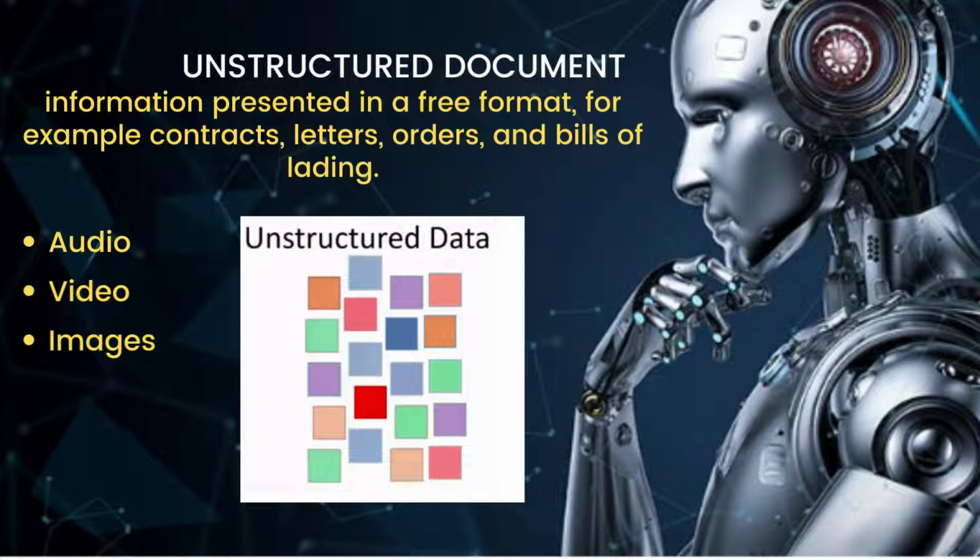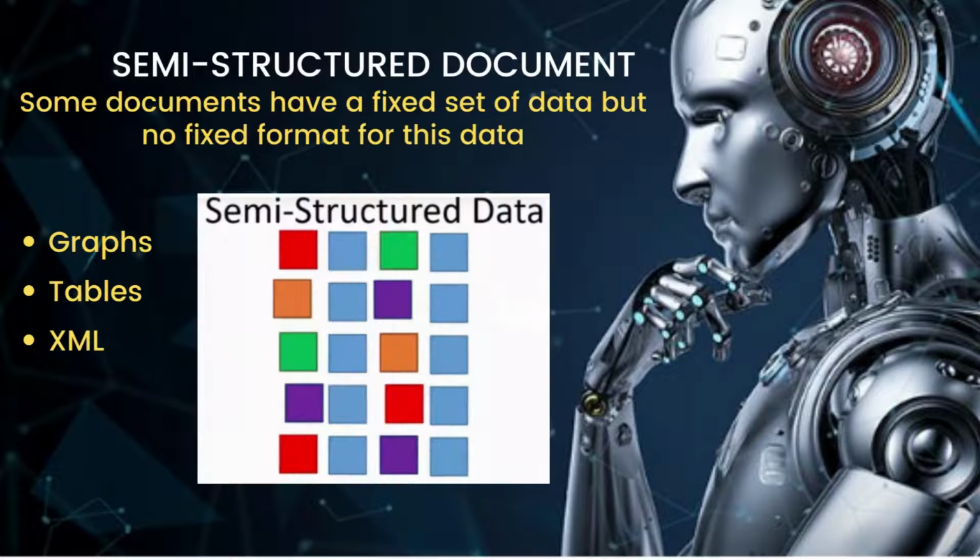Unstructured documents are free format documents. They do not have any structured format, they do not have any proper standard. For example, audio, video, images; they don't follow any standards. Then we have the semi-structured documents. Some documents have a fixed set of data but not a fixed format for this data. For example, graphs, tables, or XMLs.